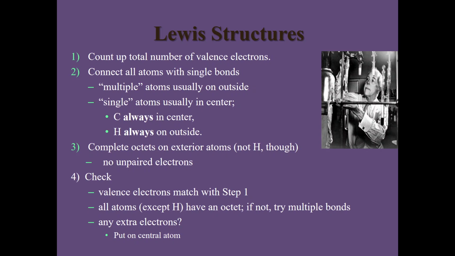As we saw yesterday with N2O, that wasn't the case. Y'all all put oxygen in the middle, and it turned out nitrogen actually goes in the middle. The thing is, the atom with the least electronegativity usually goes in the middle. Whatever atom has the least electronegativity almost always goes in the middle, except for hydrogen and carbon. Carbon always goes in the center. Hydrogen always goes on the outside.